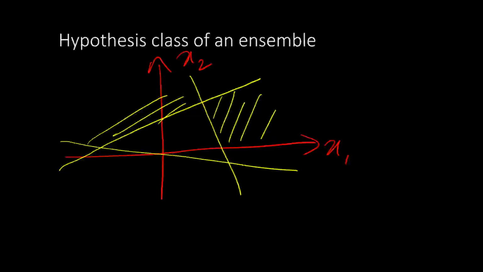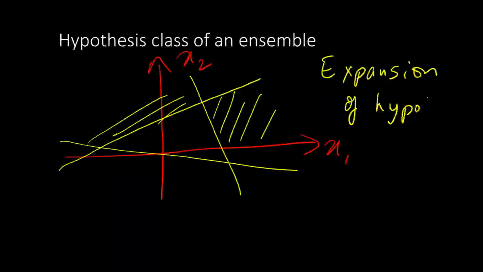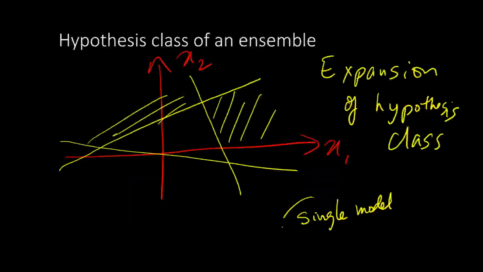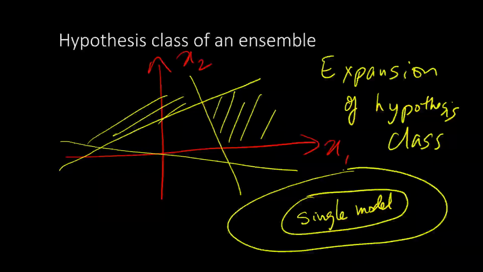So here what we are getting is an expansion of the hypothesis class, an expansion over the constituent. So this is a single model. A single model has this hypothesis class. Its ensemble has a bigger hypothesis class.